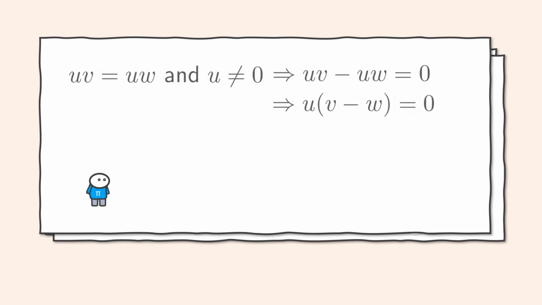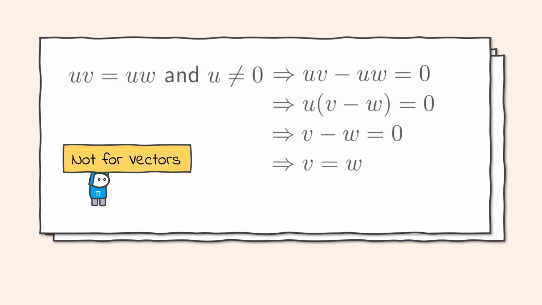Okay, time's up. We know if u, v, and w are real numbers, and the operation is usual multiplication in R, the statement will be true. But that's not the case when they are vectors.